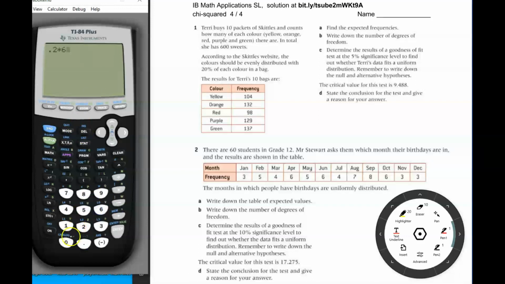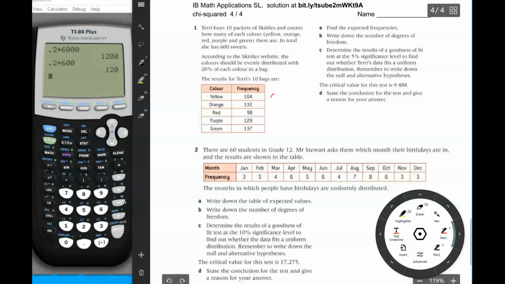Most of the problems you're going to do with chi-squared goodness of fit are going to be evenly distributed. So we have 1,200, or I'm sorry, I multiplied it times 6,000. It's actually multiplied times 600, right? 600 Skittles. So she's expecting to have 120 for each one of these elements, and instead she got numbers ranging from 98 to 137, right? Okay, find the expected frequencies. So we found the expected frequencies. They're right here. The expected frequencies are the same number for each color, 120.